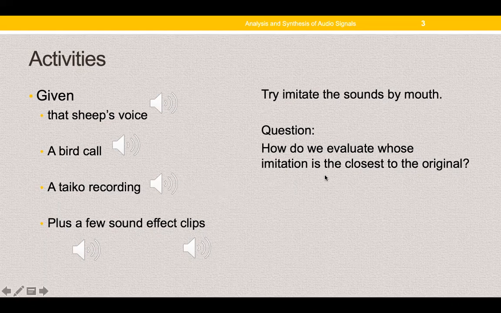The question then is, how do we evaluate whose imitation is the closest to the original? Of course, we can evaluate the performance subjectively by creating a chart rating from 1 to 5. That's one possibility. But the question for this homework, in 2 weeks, is that I want you to survey and research how we do that automatically. How can the computer evaluate how close two sounds are, how similar they are?